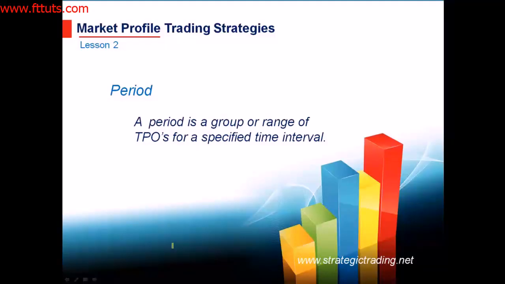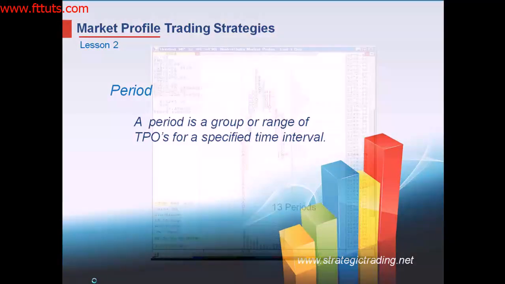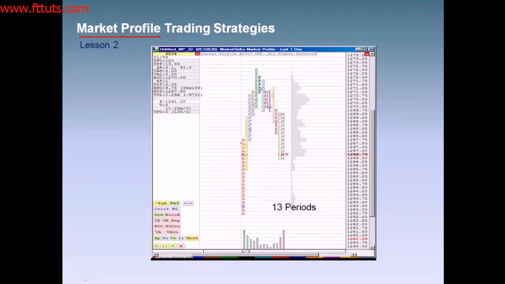Another term that we use for the TPO range is a period. A period is a group or range of TPOs for a specified time interval. Once again, if you hear the word period, do not get confused. It's the same exact thing as a range. So we have 13 periods here, or 13 different ranges. Same exact terminology, just a different way to describe the same phenomena on the chart.